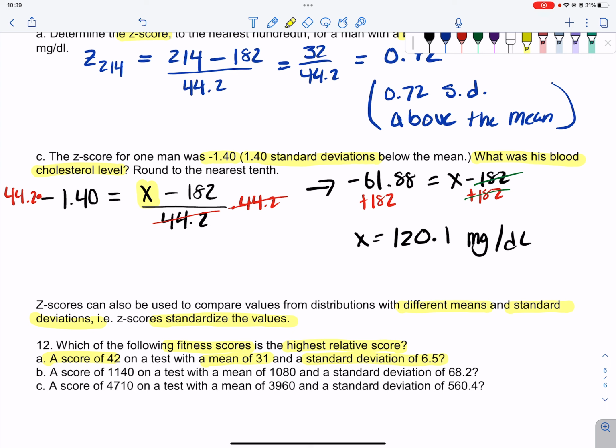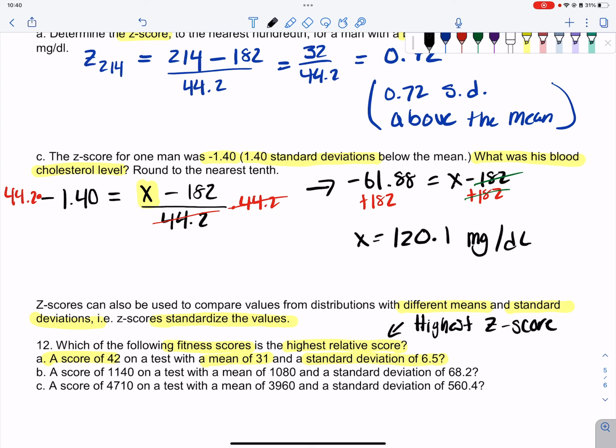But we can compare them by finding the z-scores for each of the individual tests and the score that they earned on it. And with that, the one that's going to have the highest relative score, that's implying the one with the highest z-score. Because the highest z-score means that they are farther above the mean. Essentially, they did better than the average person, and they did even better than the average person the higher their z-score is. Should be a positive z-score because we want them to be above the mean.